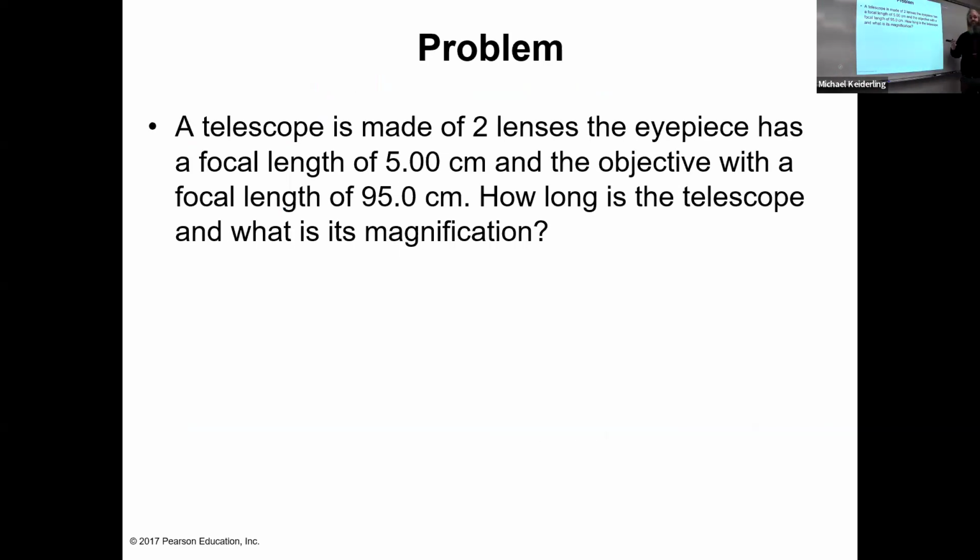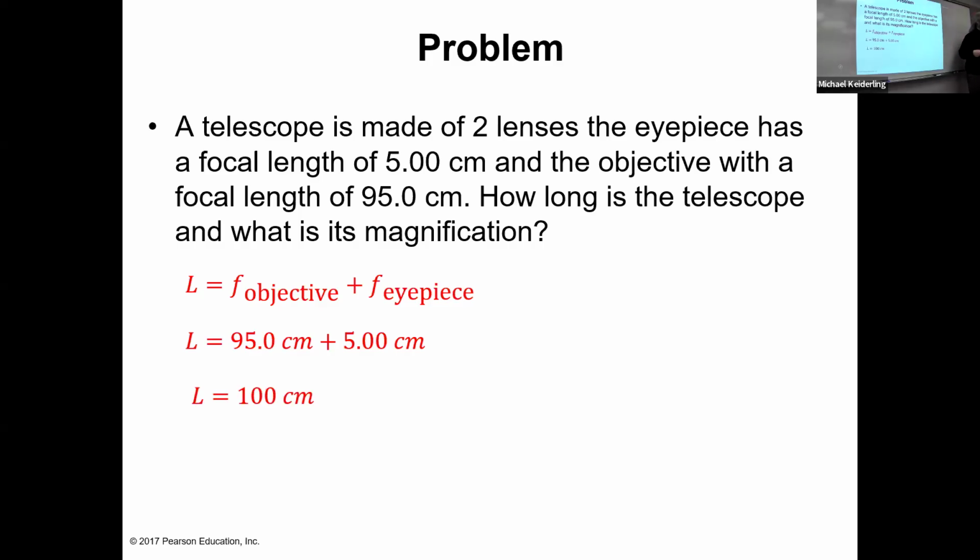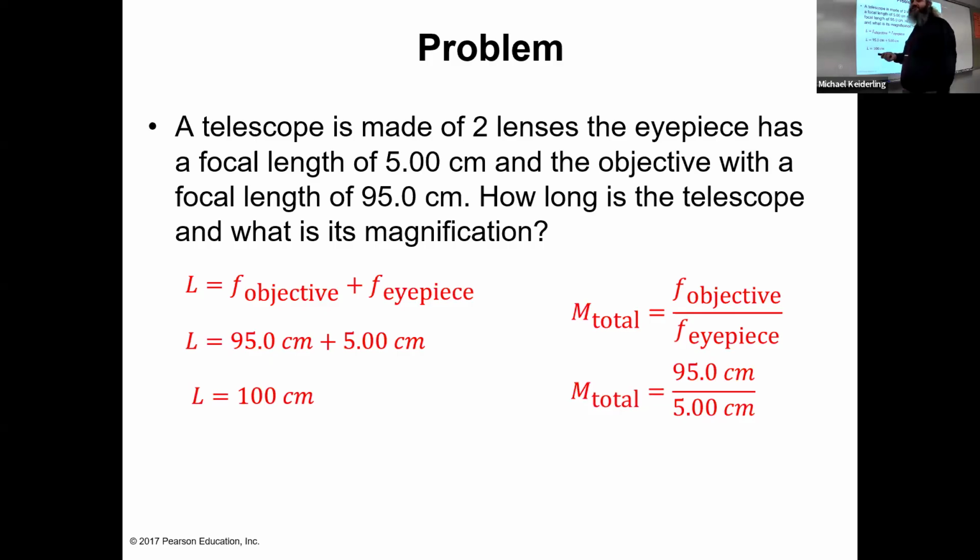So a telescope is made of 2 lenses. The eyepiece has a focal length of 5 centimeters. The objective has a focal length of 95 centimeters. How long is this telescope and what is its magnification? Well, the length is straightforward. It's just add up the focal lengths of the objective and the eyepiece. That's 95 centimeters plus 5 centimeters. That's 100 centimeters. And the magnification is the focal length of the objective over the focal length of the eyepiece. That's 95 centimeters divided by 5 centimeters. That will be a magnification of 19.